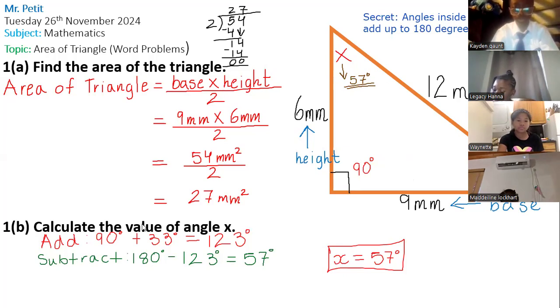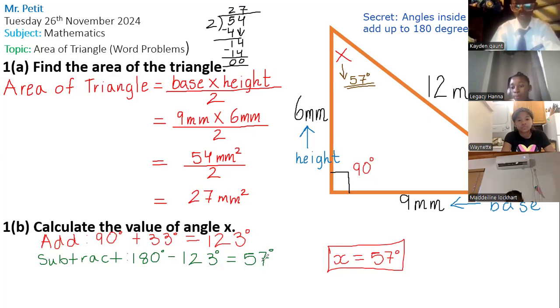Okay. So how did we get x? All we did was add 90 and 33. Then whatever the answer is, we subtract it from 180. So we say 180 minus 123, and that gives us what? 57 degrees. All right.